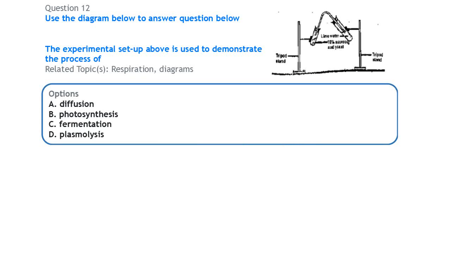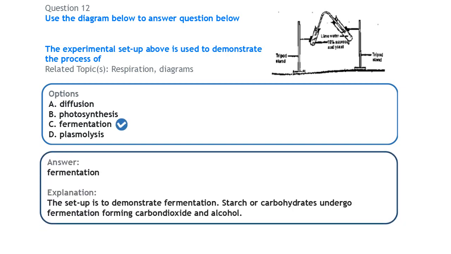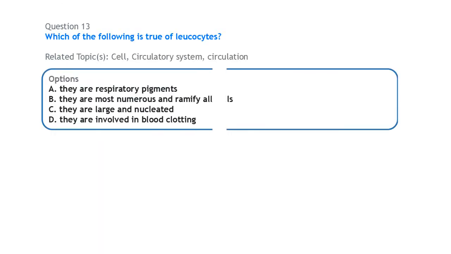Next, using the same diagram, the experimental setup is used to demonstrate the process of fermentation. Like I mentioned, this yeast here is going to bring about the fermentation of the sucrose in the substance that I have here. So this experiment is used to demonstrate fermentation, and the passing of a gas through lime water can be used to test for the presence of carbon dioxide.